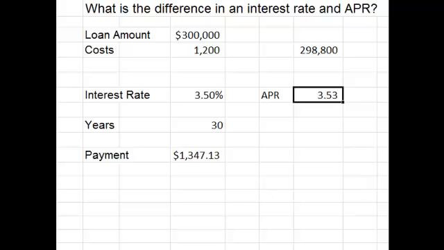So hopefully this gives a better understanding of how APRs are calculated. If you know a little bit more about math, it's the internal rate of return of this negative number with these 360 payments of this amount. So hopefully this is helpful.